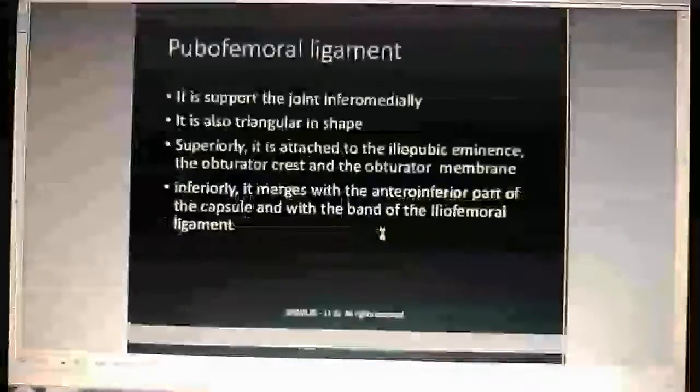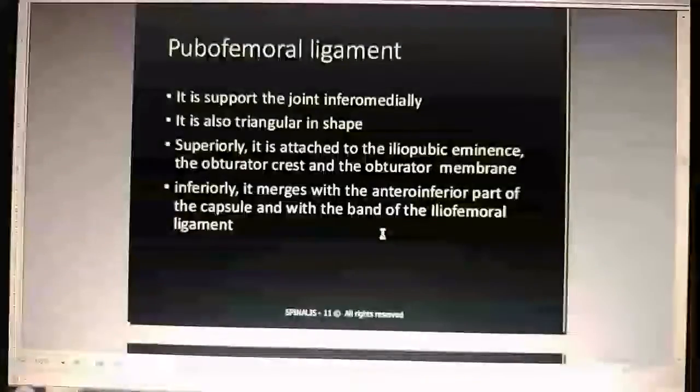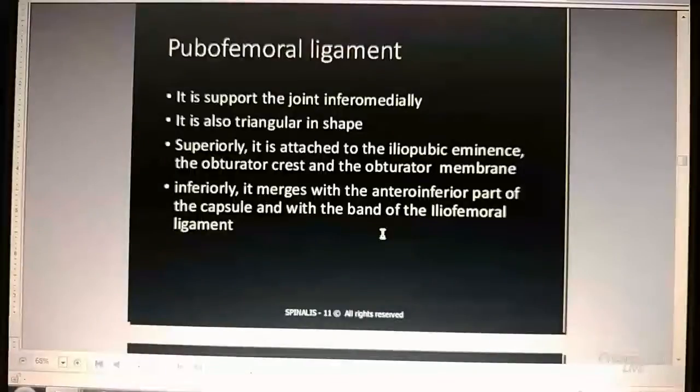Third is the pubofemoral ligament. It supports the joint inferomedially. It is also triangular in shape. Superiorly, it is attached to the iliopubic eminence, the obturator crest and the obturator membrane. It merges with the anterior inferior part of the capsule and with the lower band of the iliofemoral ligament.